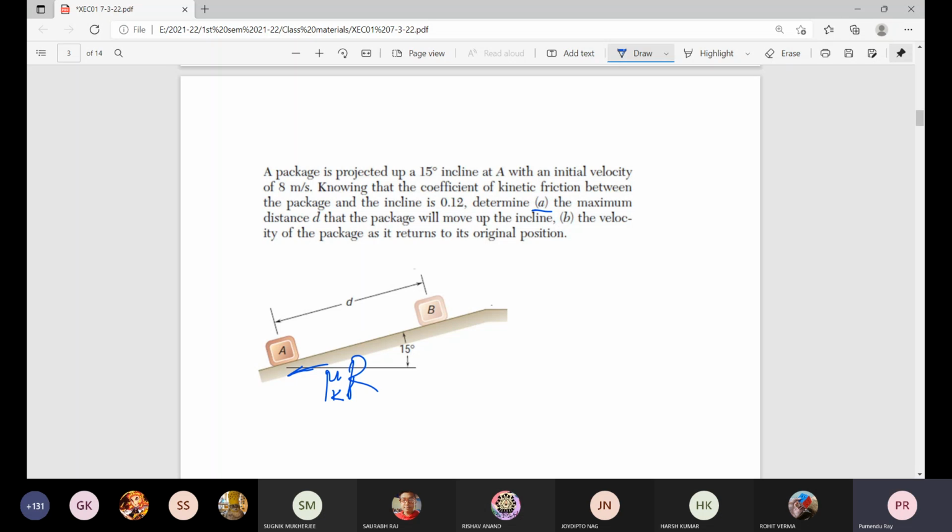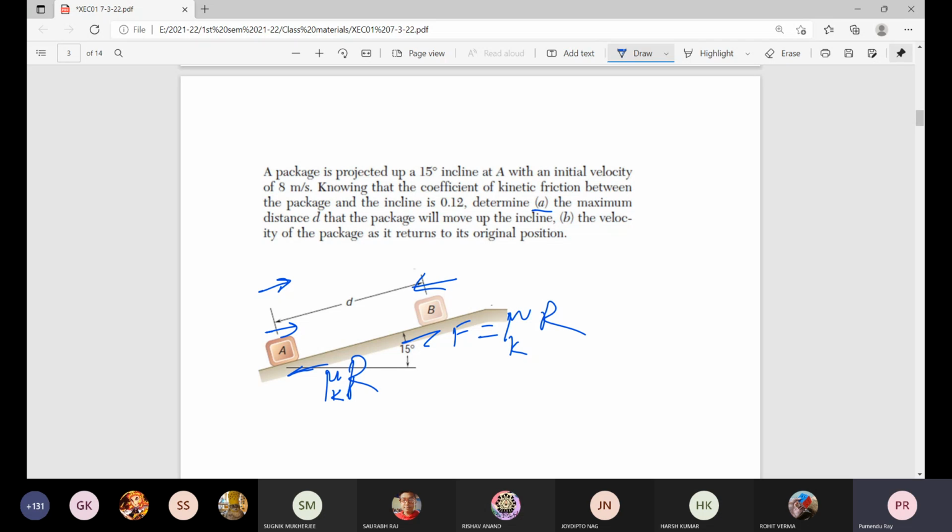When it is moving down, in that case, what about the friction resistance? That is also mu k multiplied by R. So what about the work done by that friction resistance? It is fixed. Whether it is moving up, friction is acting opposite to that. So work done by this friction force will be mu k R multiplied by that distance d max, and it is negative.